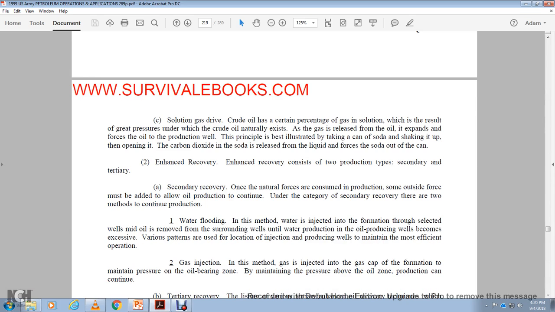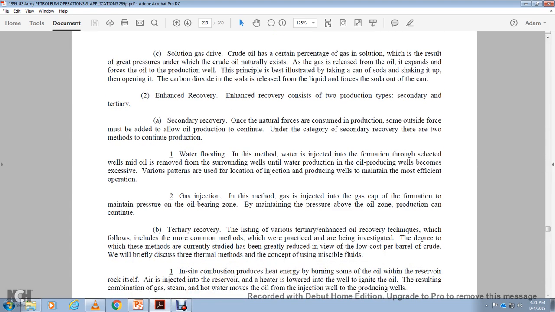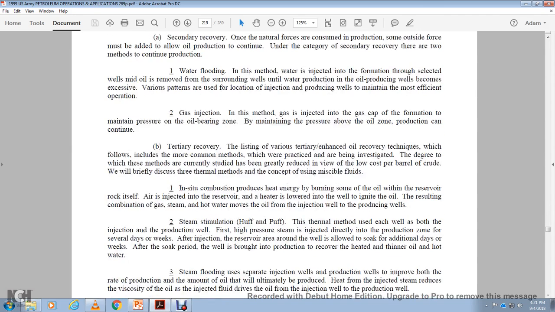Gas injection: in this method, gas is injected into the gas cap of the formation to maintain the pressure above the oil bearing zone, allowing production to continue. Tertiary recovery: there are various tertiary enhanced oil recovery techniques, including the most common methods in practice and those being studied. Interest has greatly increased in view of the low cost per barrel of crude, with thermal methods and the use of miscible fluids.